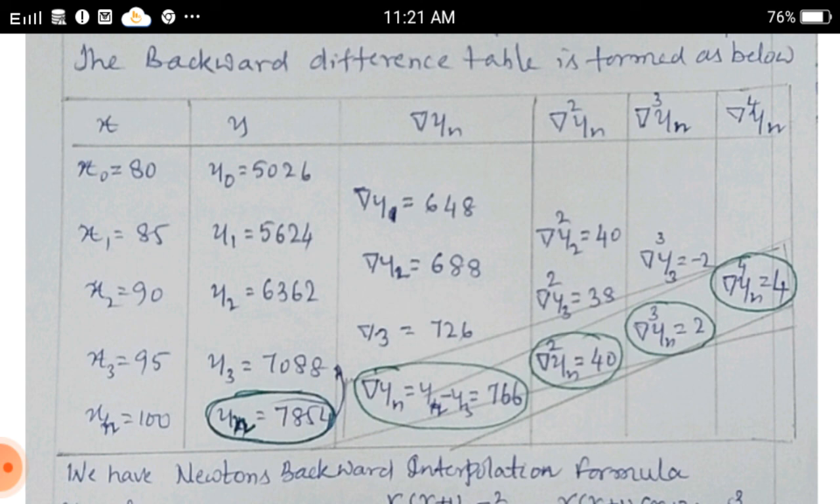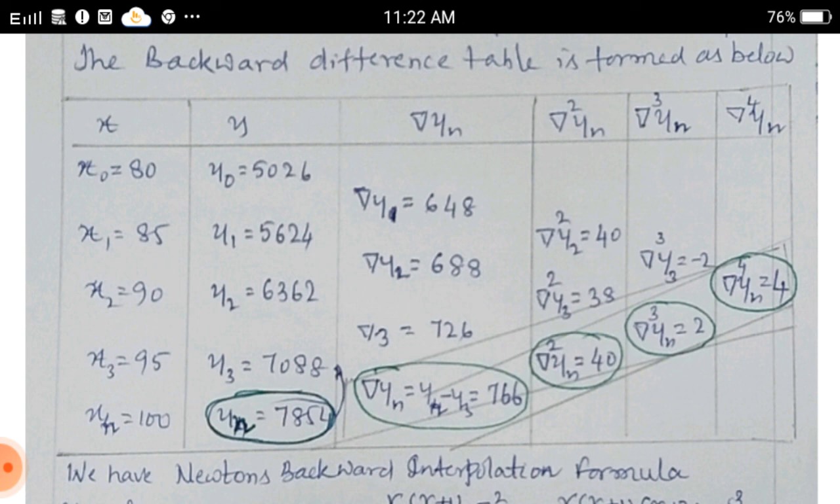So take the difference. y1 minus y0 is 5624 minus 5026, which is equal to 648. Delta y2 is equal to y2 minus y1 is equal to 6362 minus 5624 is equal to 688. Next, delta y3 is equal to y3 minus y2. Substitute for y3 and y2: 7088 minus 6362 is equal to 726.